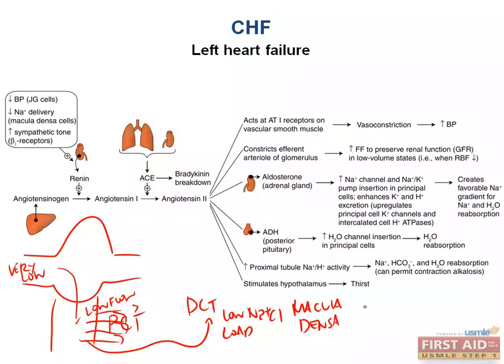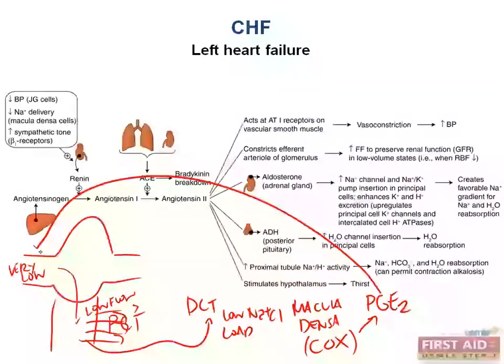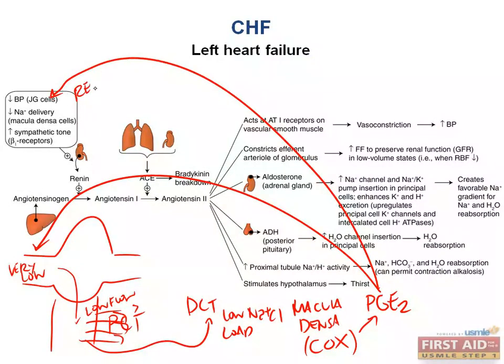The macula densa will release prostaglandin E2 because the cells can make COX, which is a cyclooxygenase, which makes prostaglandin E2. Prostaglandin E2 will stimulate the afferent arteriole to dilate, and it will stimulate the JG cells to release renin. So that is another way that we can get activation of the renin-angiotensin-aldosterone system via the macula densa. They produce prostaglandin E2 and prostacyclin to relax the vascular smooth muscle and increase the diameter of the afferent arteriole. This will help increase the amount of blood entering the afferent arteriole. Now, we need to increase afferent arterial dilation to get more renal blood flow and filtration pressure.